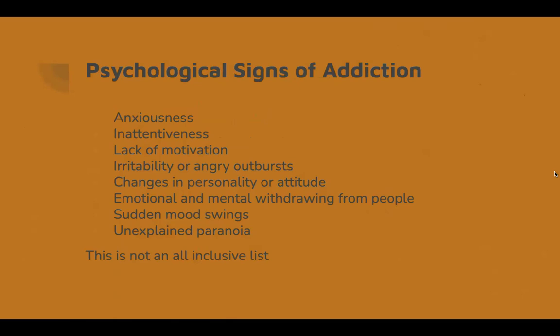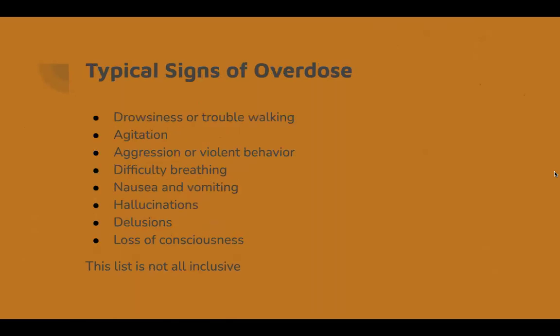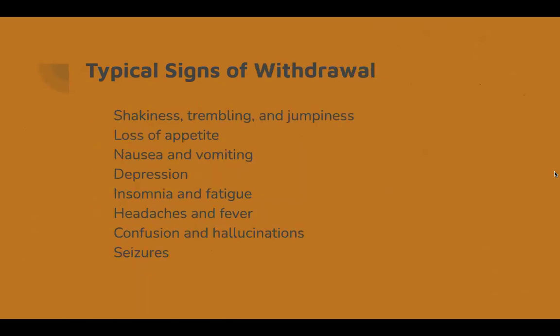Psychological signs of addiction can include anxiousness, inattentiveness, lack of motivation, irritability or angry outbursts, changes in personality or attitude, emotional and mental withdrawing from people, sudden mood swings, unexplained paranoia. This is not an all-inclusive list. Typical signs of overdose include drowsiness or trouble walking or waking, agitation, aggression or violent behavior, difficulty breathing, nausea and vomiting, hallucinations, delusions, loss of consciousness.